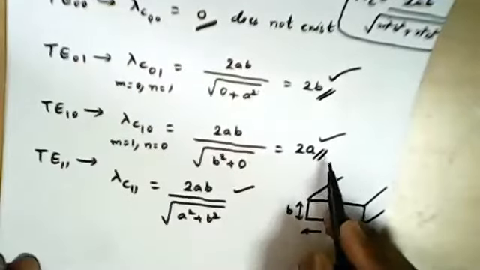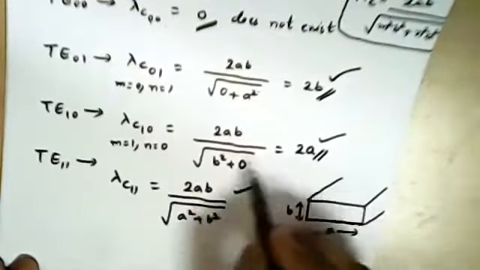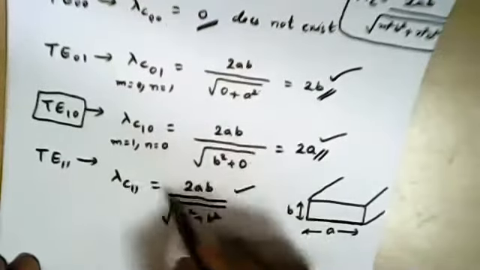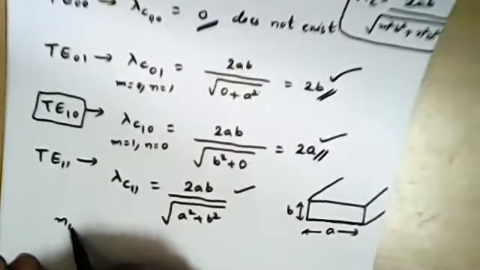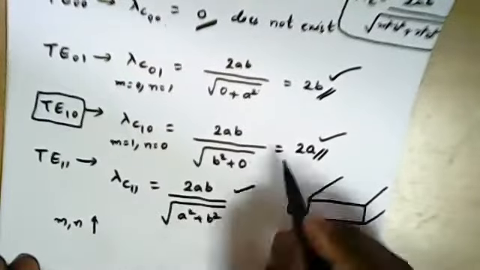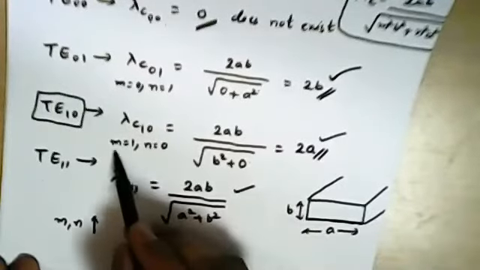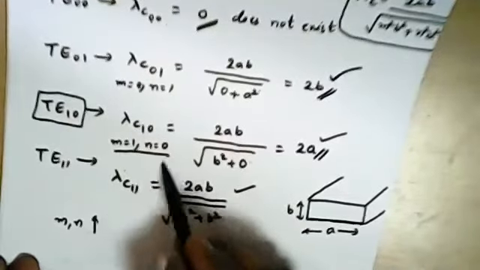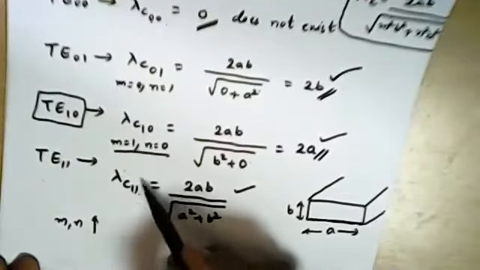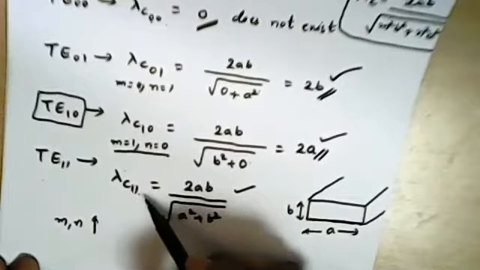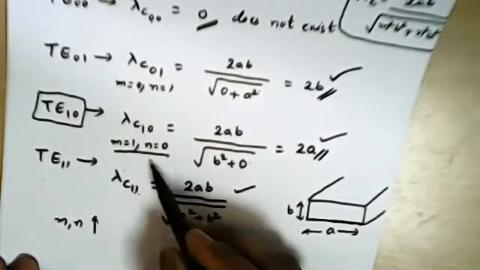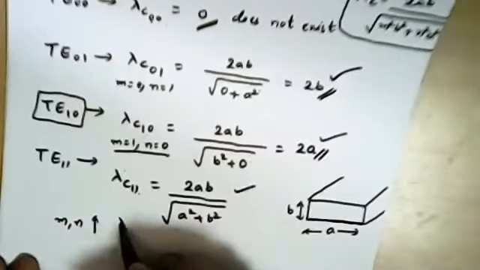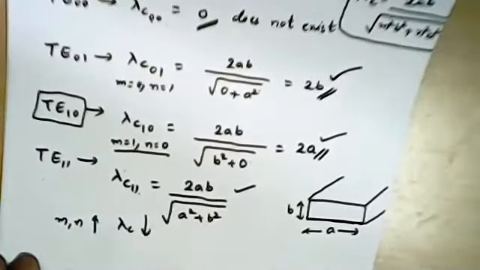So 2a will take a higher value here, and we can see that the 2a value is for the case of TE10. Hence, as the values of m and n increase, the cutoff wavelength keeps decreasing. Here it is m equal to 1, n equal to 0. The next case is m equal to 1 and n equal to 1. Next we will have TE21, TE12, TE13, TE31, TE23, and so on. As the m and n values increase, the cutoff value decreases.